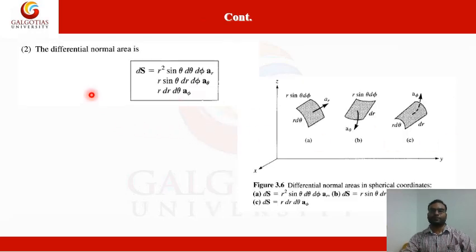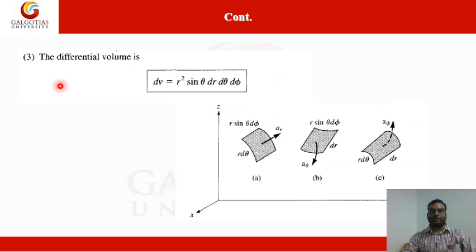So what is the differential area, or differential surface, in the spherical system? ds is equal to r square sin theta d theta d phi in the direction of r, r sin theta dr d phi in the direction of theta, and r dr d theta in the direction of phi. And the volume, where we are considering all the things, dv is equal to r square sin theta dr d theta d phi.